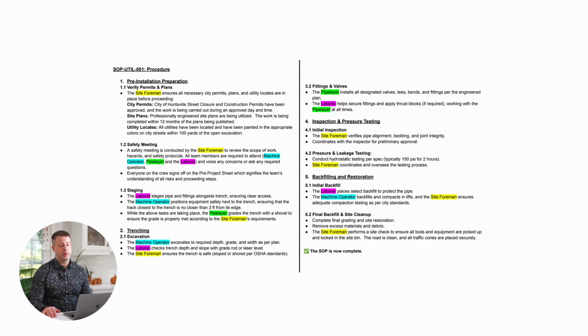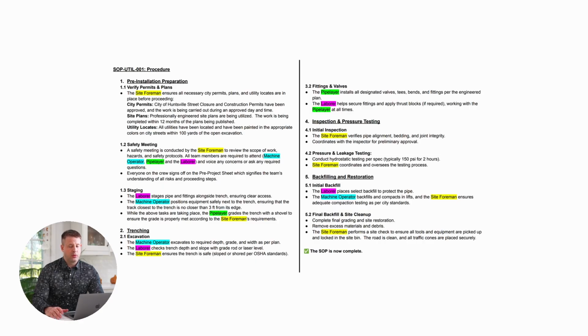Next up here, we're getting started with the actual process itself. So this is the meat of the SOP. So as you'll notice here, it's very clear, it's step by step. Everything should be included in chronological order. So in this instance, we have pre-installation preparation, verifies permits and plans. So before they're actually even doing the work, the site foreman is ensuring that all necessary site permits, plans, and utility locates are completed. And then it goes into detail with city permits, specifically what city and the details around that, site plans, utility locates.